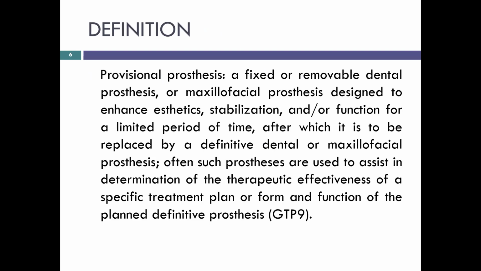Now comes the definition. According to GPT-9, a provisional prosthesis is a fixed or removable dental prosthesis or a maxillofacial prosthesis designed to enhance the aesthetics, stabilization, or function for a limited period of time, after which it has to be replaced by a definitive dental or maxillofacial prosthesis. Often such prostheses are used to assist in determination of the therapeutic effectiveness of a specific treatment plan or the form and function of the planned definitive prosthesis.